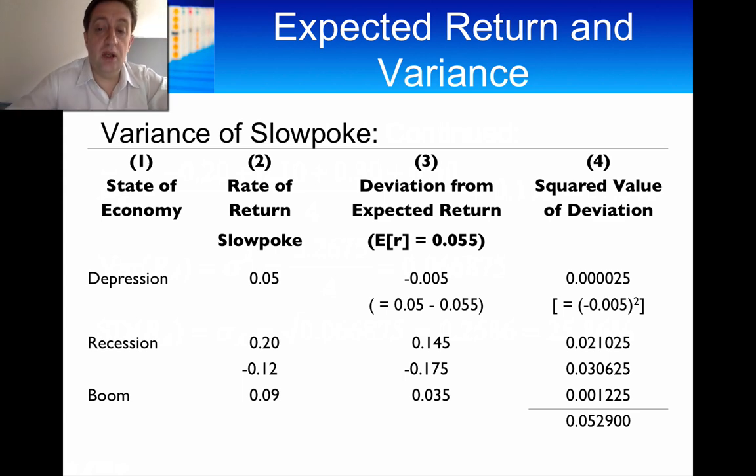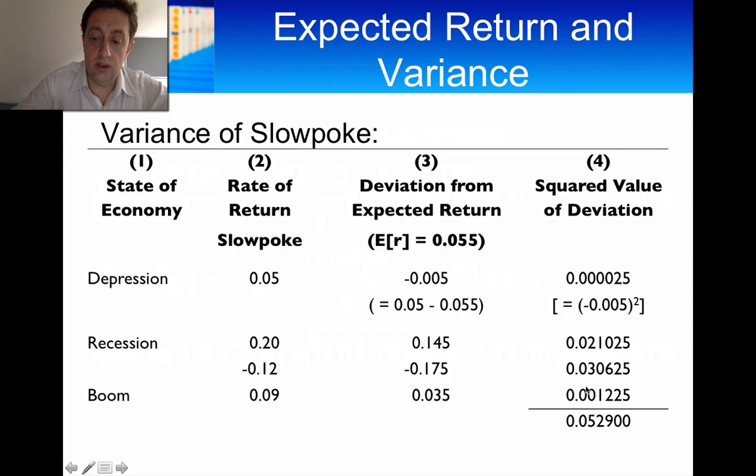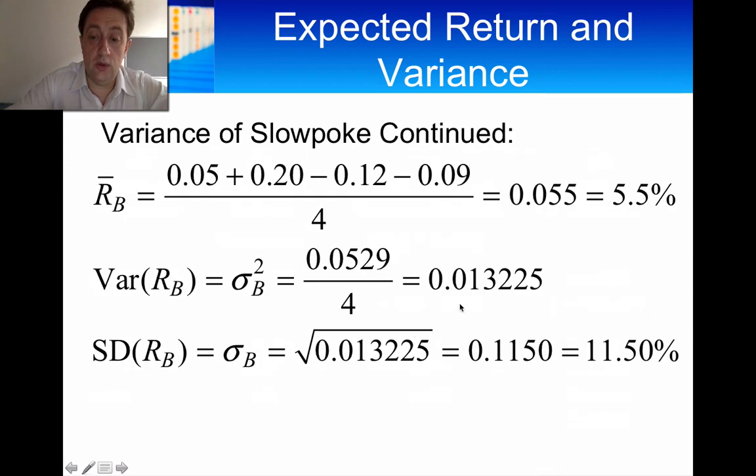In this case, the expected return is only 5.5%. We've got these deviations here, and we go through the same formula. We've got 0.0529, that's just the sum of these, divided by 4, and we have a much smaller variance, and taking the square root of that, it gives us only a standard deviation of 11.5%. So Supertech is much riskier, but you're getting a much higher expected return.